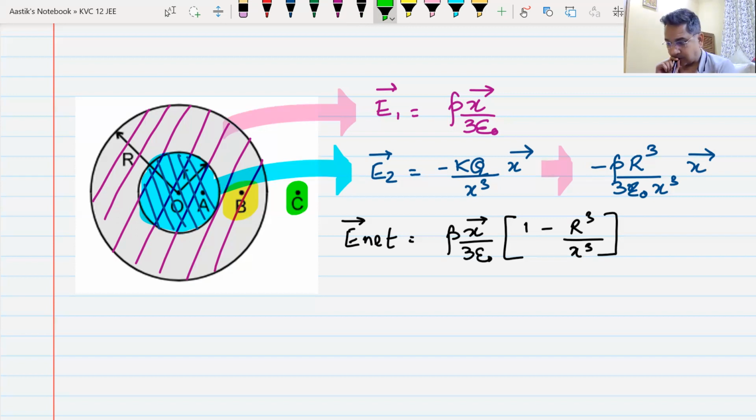Rho by 3 epsilon naught into capital R vector minus small r vector. No. The point is outside, outside. Please remember this. It is outside. Not inside. It is outside.